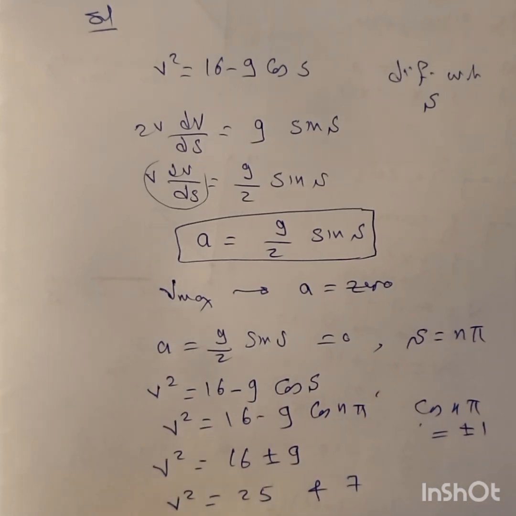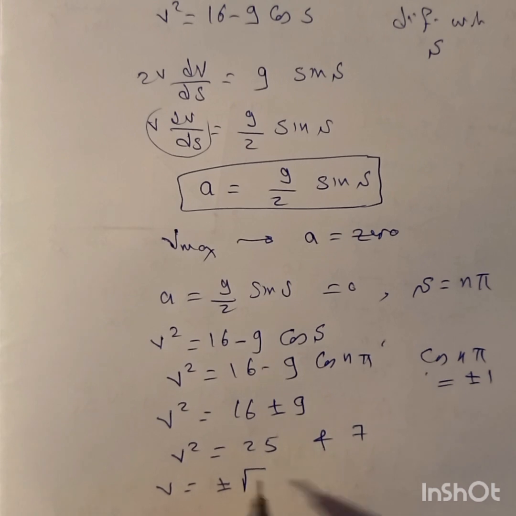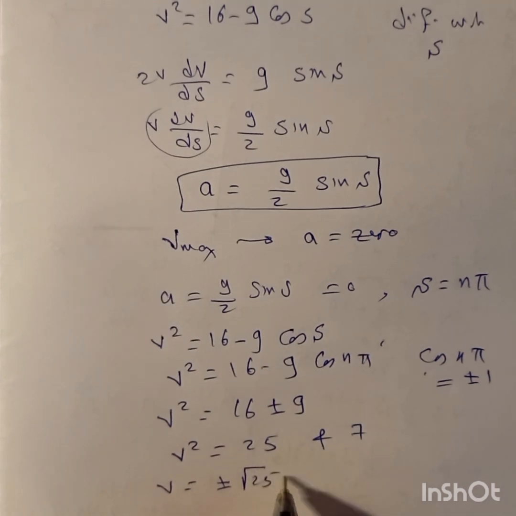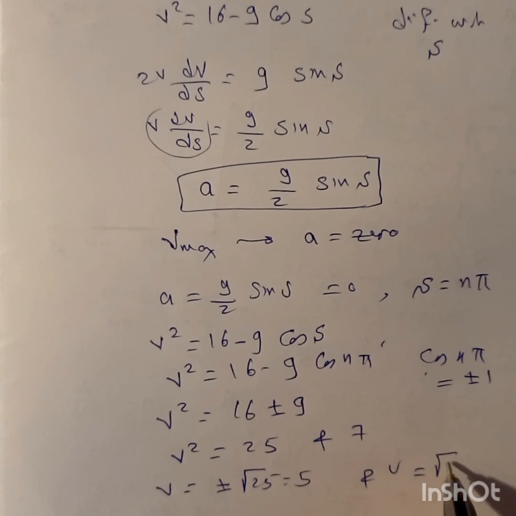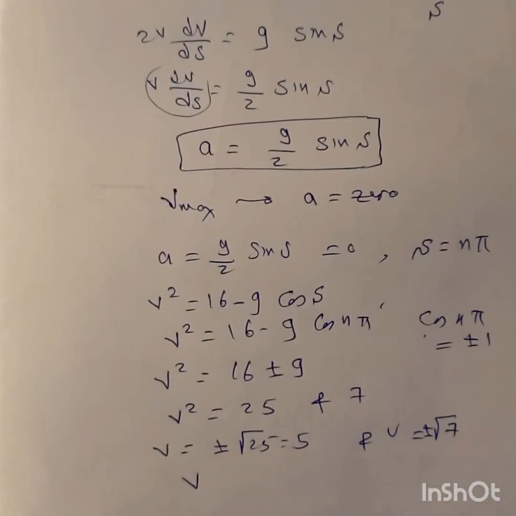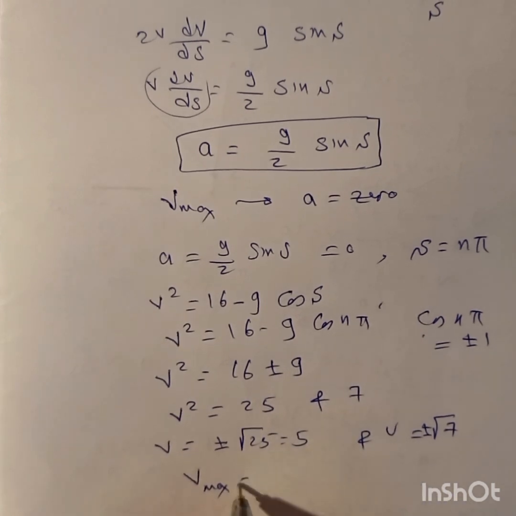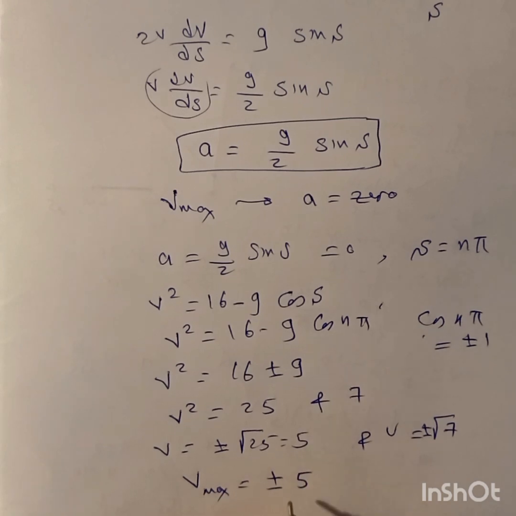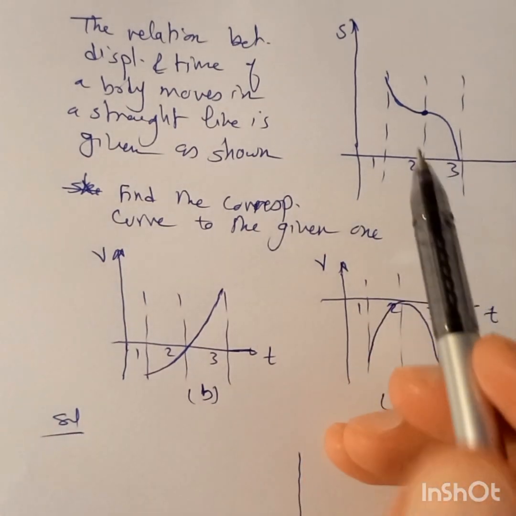Then v equals plus or minus root 25, which equals 5, or v equals plus or minus root 7. It's required to find v maximum. So you will choose the greatest value, v maximum equals plus or minus 5 units, and this is required to find.